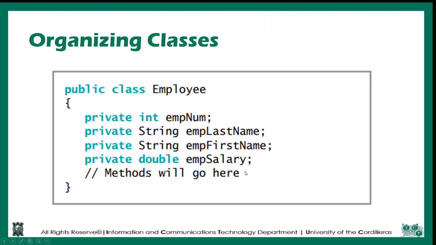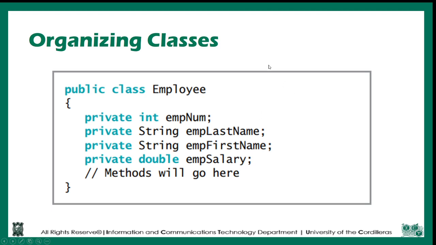There you go. Now let's take a look at this example here. Public class employee. Inside the public class employee, I have declared four different data types with variables. We have an integer empnum, a string, and a double. Most classes that you create have multiple data fields and methods. So for example, an employee needs a last name, a first name, and of course a salary.